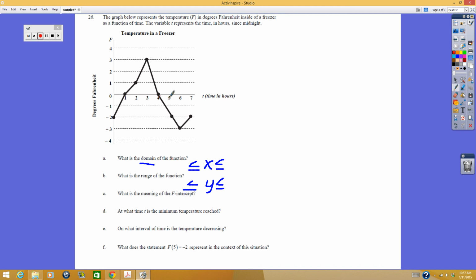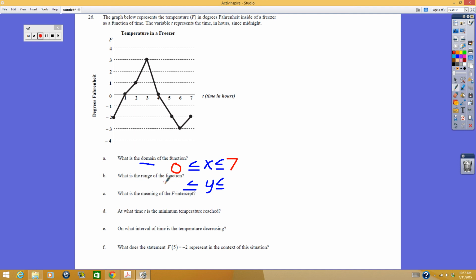Alright? So once again, domain is for how wide it is. I'm looking at my x-axis for this, that's why we wrote x there. The smallest x value is here, and it's 0. So you're going to put a 0 there. And the biggest x value, it goes up to 7. See that? So the answer is 7.